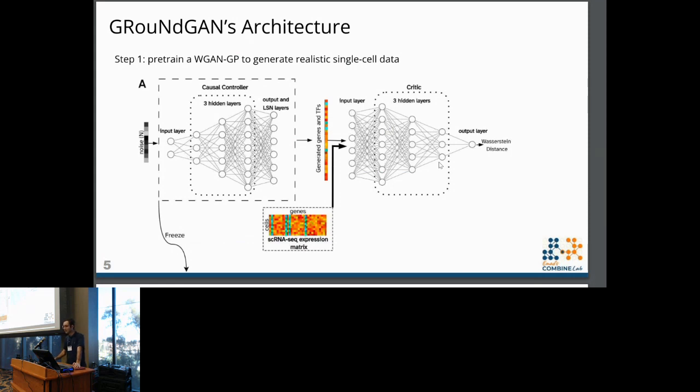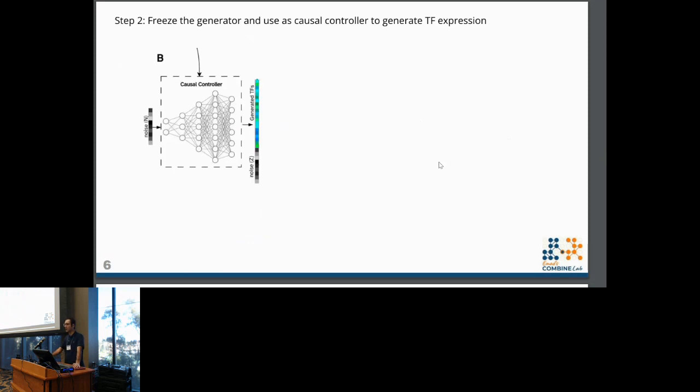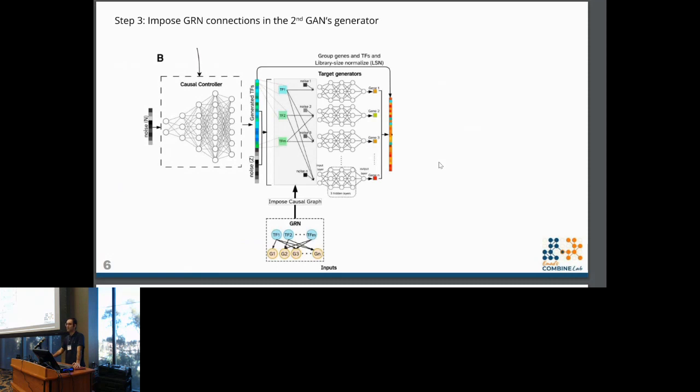So once we train this first Wasserstein GAN, we isolate its generator, we rename it to a causal controller, which now only generates transcription factors. And these TFs are used as input to a second GAN's generator, which is composed of many units called target generators. So each target generator generates a specific gene. So if we look at gene 3 over here, it is being regulated by TFM and TF1. And the gene 3 target generator over here receives as input TFM and TF1.